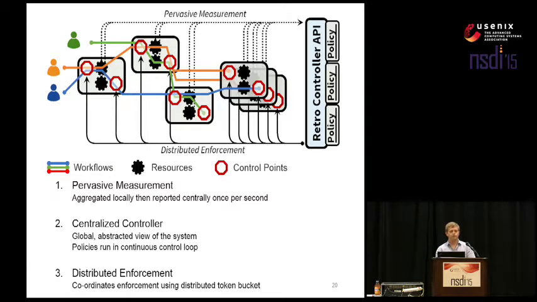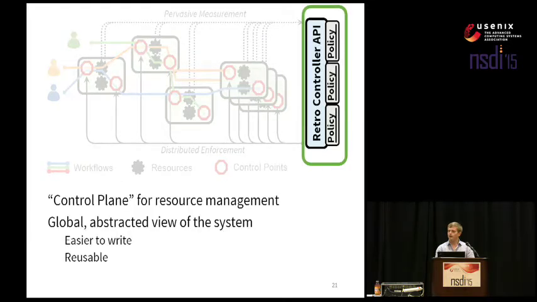Retro's controller can be viewed as a control plane for resource management. Retro's API provides this global abstracted view of resource consumption in the system, and we can write policies that encode resource management logic without being tangled up with the underlying implementation specifics of the resources, measurement, or enforcement.